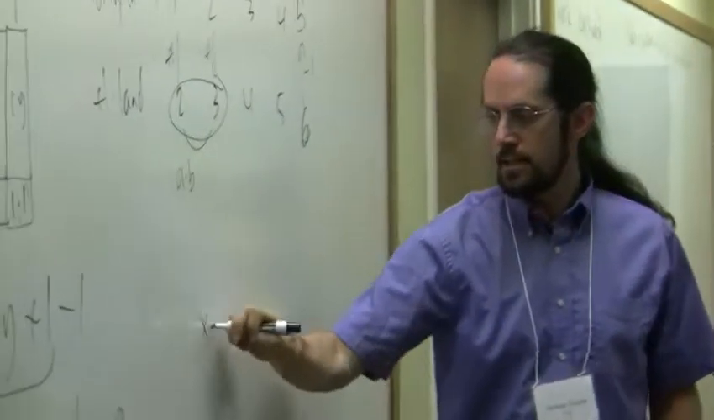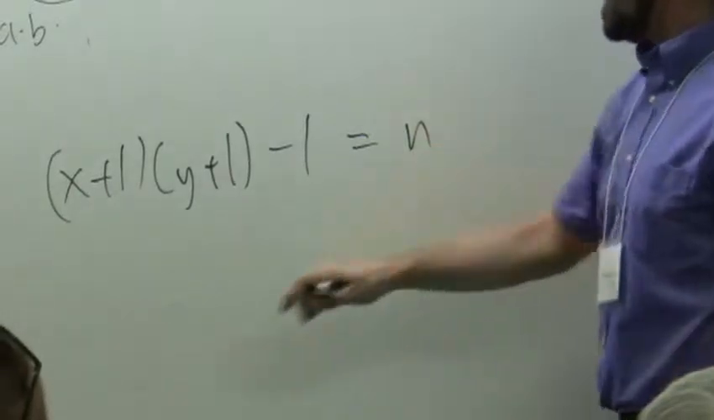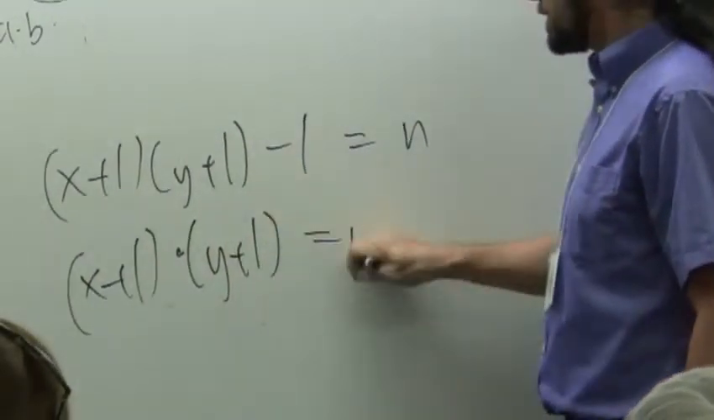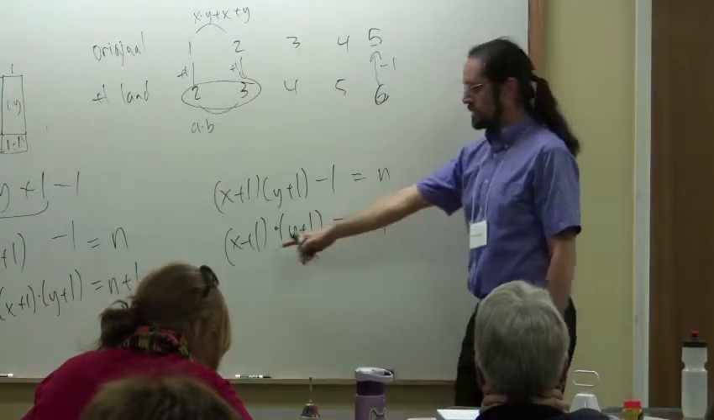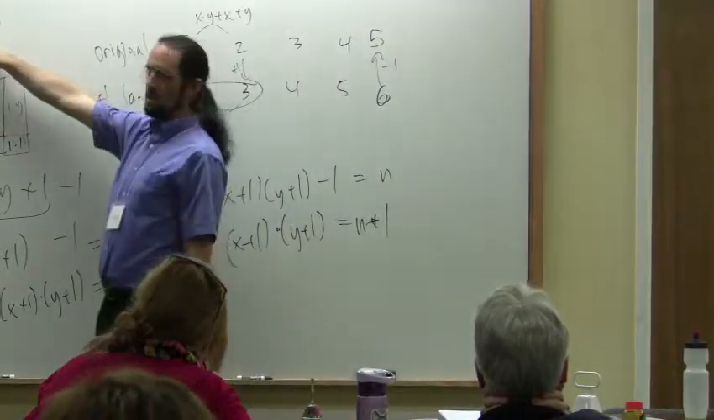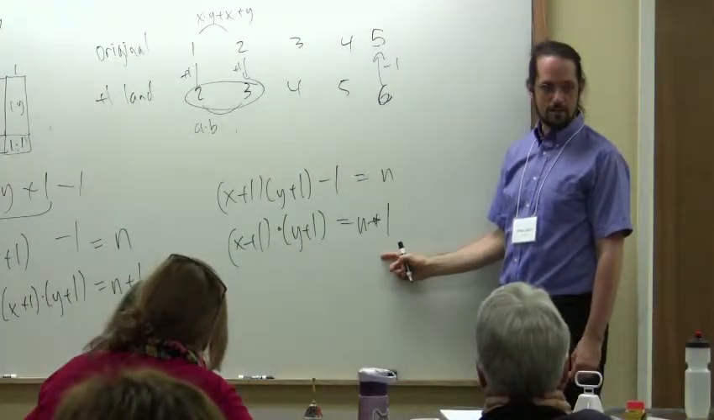But in plus 1 land, it's just like, say, x plus 1 times y plus 1 minus 1 is the output. So x plus 1 times y plus 1 equals n plus 1. So if I'm in plus 1 land, all I'm doing is multiplying. So this weird seeming operation, if I go live in plus 1 land, is just an operation of multiplication, which is a lot simpler.